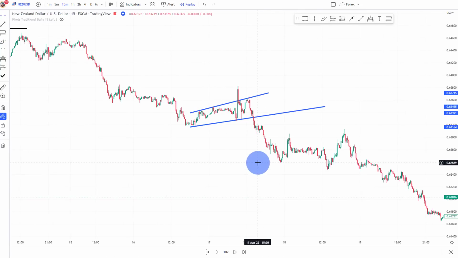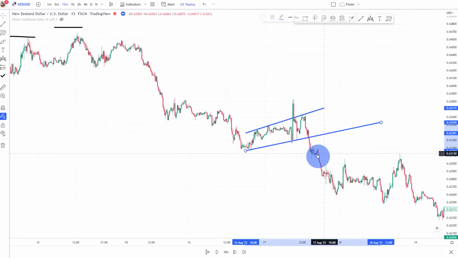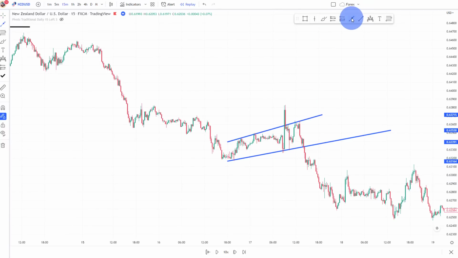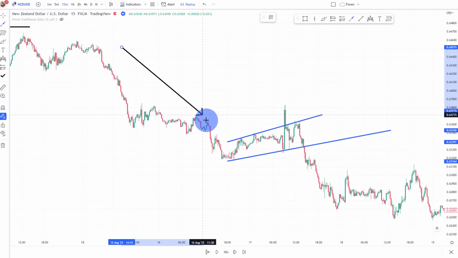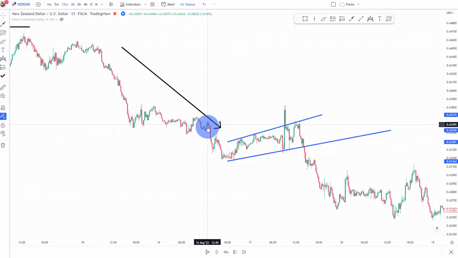One of my favorite corrective phases is the so-called flag, and for a flag we use a trend line, and the trend line is moving against the ongoing trend direction. So we are clearly here in a downtrend, right? We have a very strong impulsive move, a little bit of a correction, a small continuation, and then we move into this flag pattern.